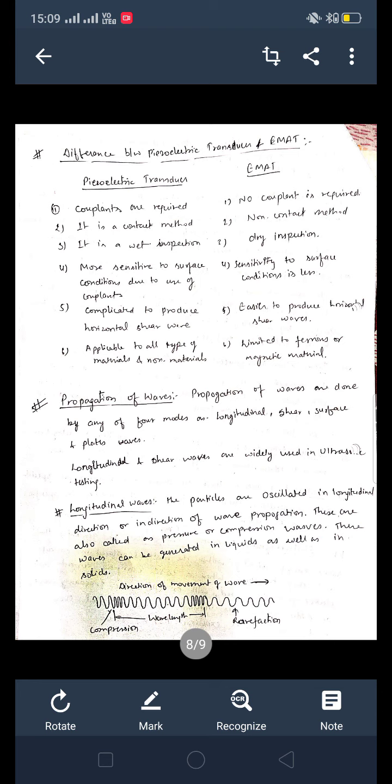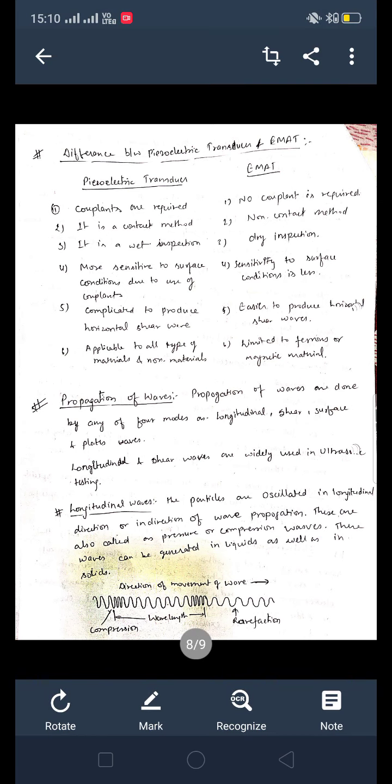What are the defects involved in the material? If the material is in a wet region, then we have to use the piezoelectric transducer, but it is more sensitive to the surface condition. But in case of EMAT, sensitivity to the surface condition is less. It is also sensitive, but in comparison to the piezoelectric transducer, it is less, right?